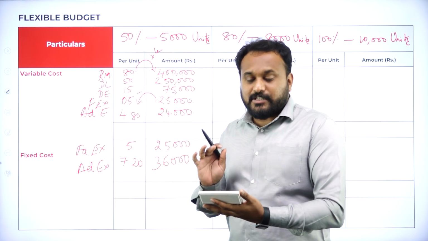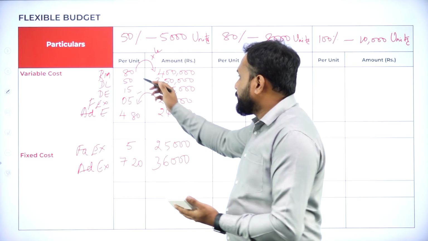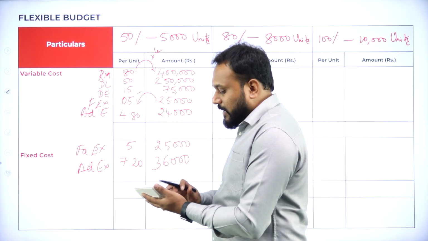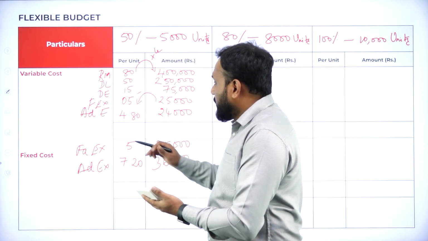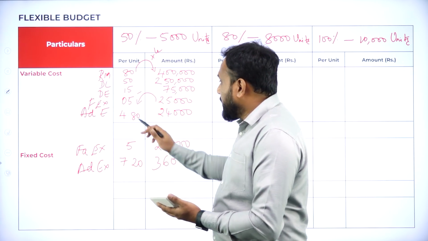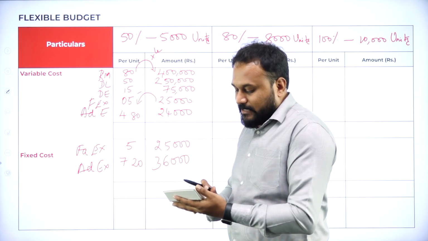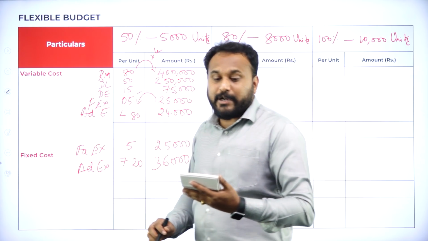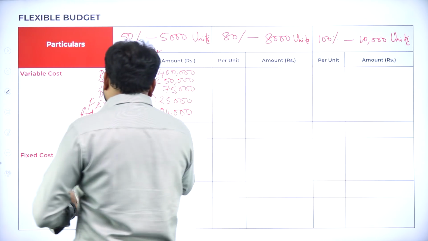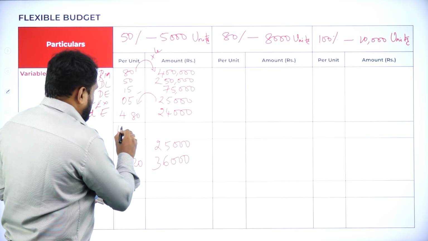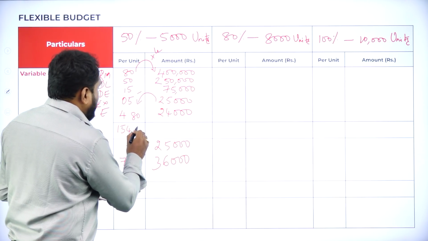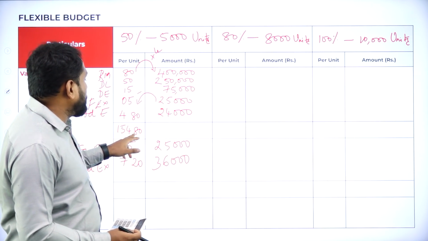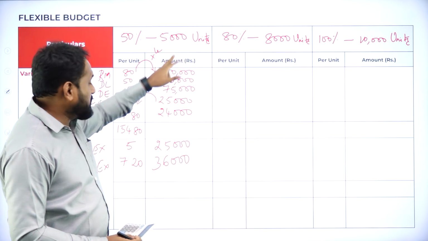Now here the calculation: you have first 80 plus 50 plus 15 plus 5 rupees plus even that 4 rupees 80 paisa, 4.8. Now you got 154.80. Please write it down here, 154.80. Now if you multiply 154.80 into 5,000, you will get it.